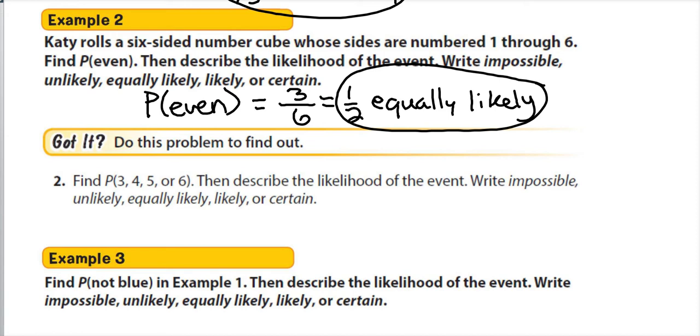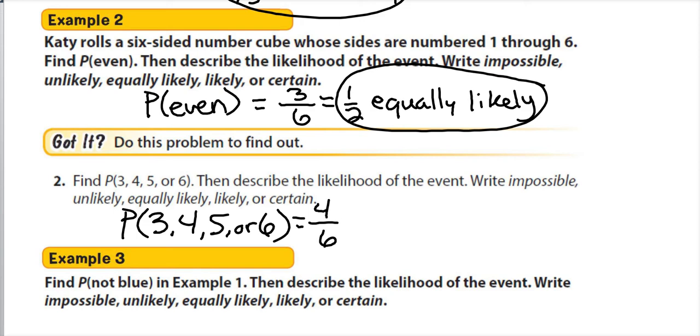Okay, let's try the guided question by ourselves. And let's take a look. So it says find the probability of 3, 4, 5, or 6, and then describe it. Well, there's 4 ways that it can happen because there's a 3, a 4, a 5, and a 6. So there's 4 ways out of a total of 6 ways. So we can reduce that by 2, which is going to make this 2/3. Okay, 2/3 is more than half, so that makes it likely this time.